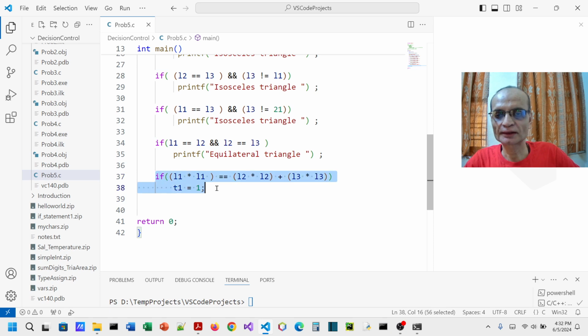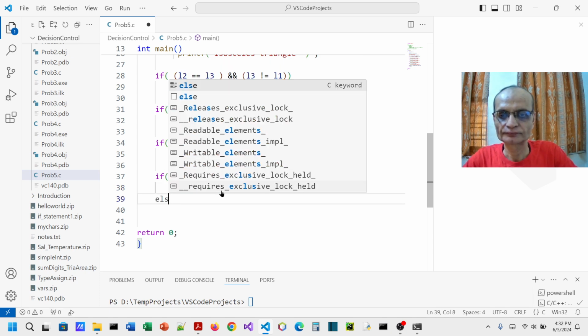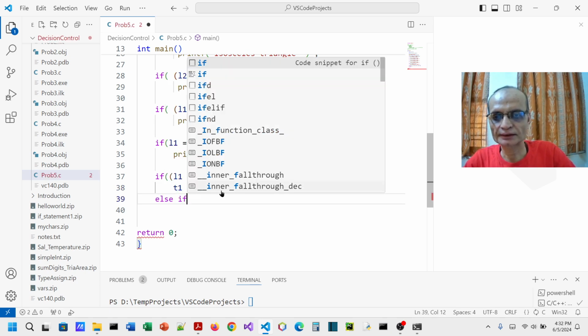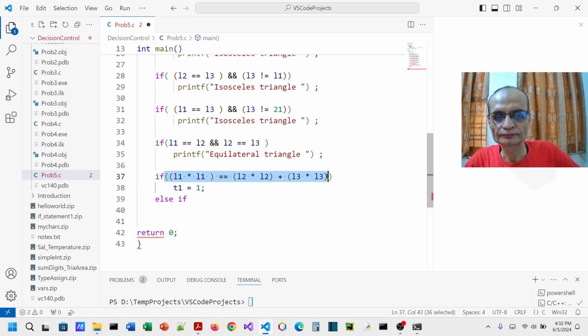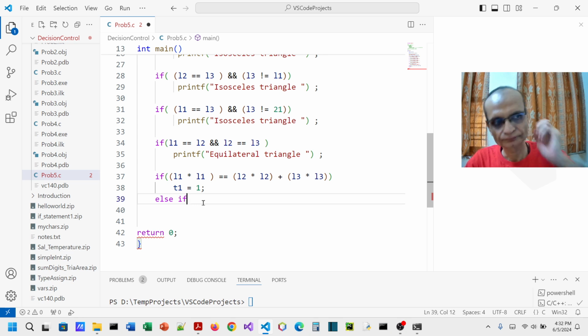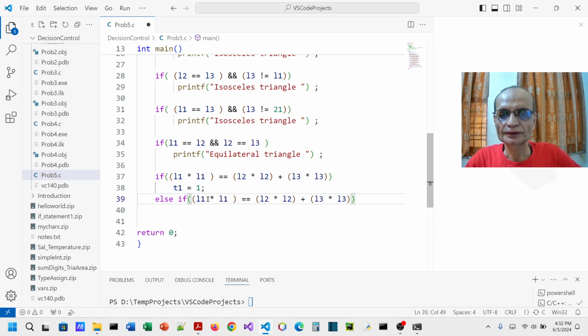Okay, so similarly I will have to do else if here, and then the same condition I can do. So here now it will be L2 square. So L2 square is equal to L1 square plus L3 square. Okay. So if this is the case, then here I will say T2 will be equal to 1.